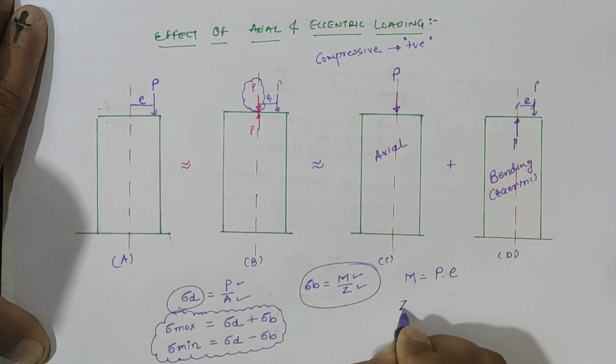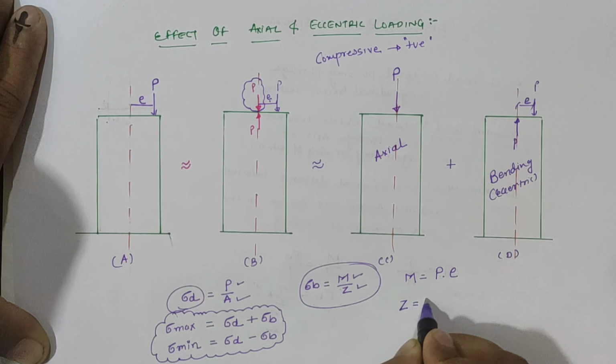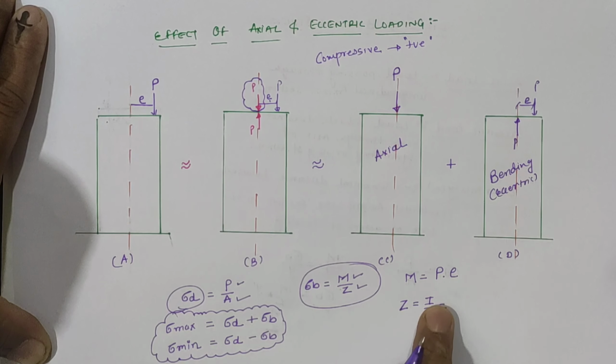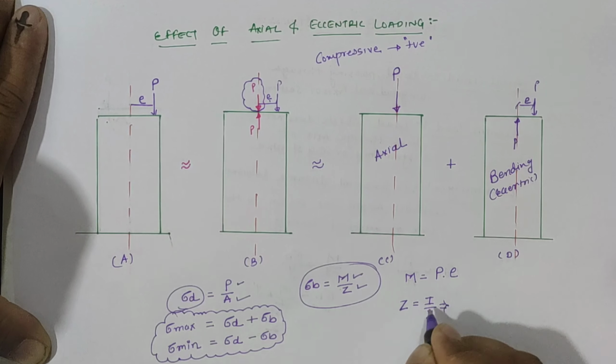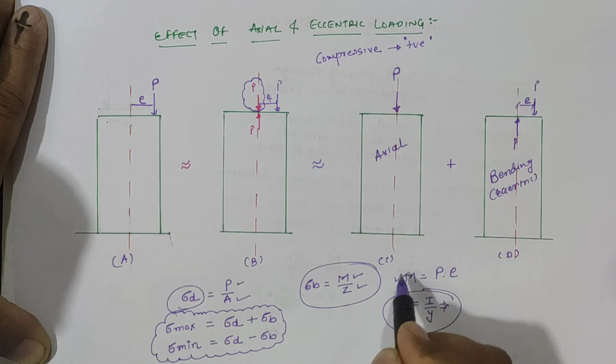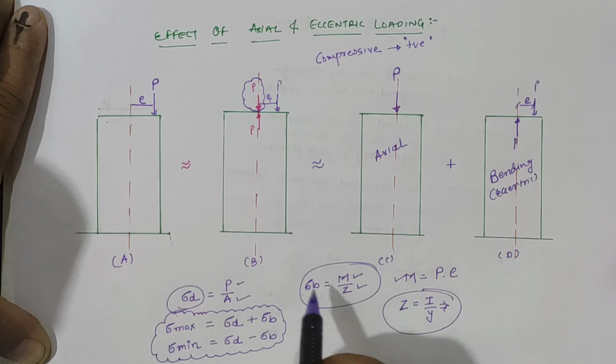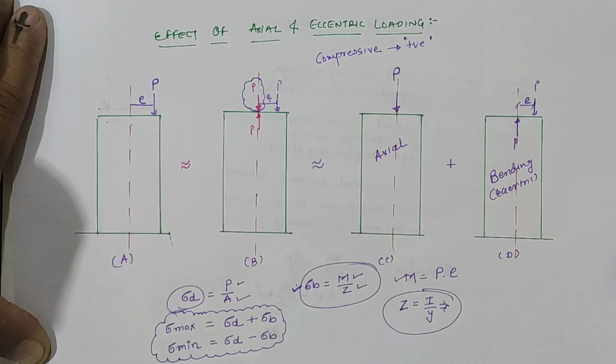Z is the modulus of section, or we can say the section modulus, which is I by Y. For a given rectangular section, the moment of inertia is BD cube by 12 and Y is equal to D by 2. If in the vertical direction, then the moment of inertia is DB cube by 12 while Y is equal to B by 2. And if a circular section is given, then the moment of inertia is pi by 64 D raised to 4 while Y is equal to D by 2. According to these we have to calculate the section modulus and moment, and with the help of moment and section modulus we have to calculate the bending stress.